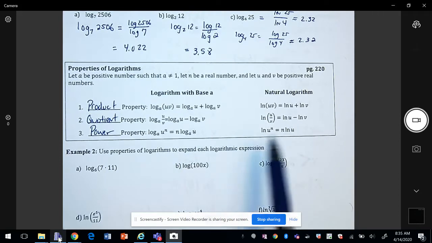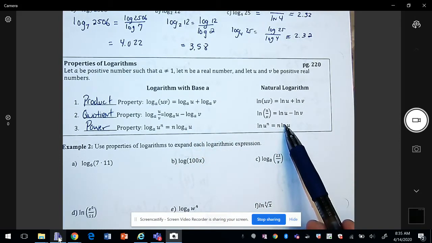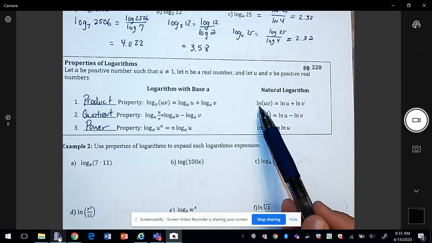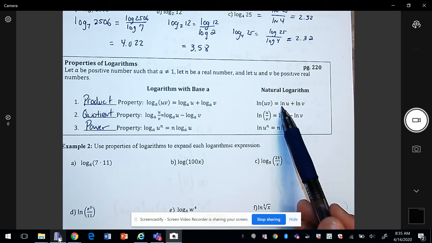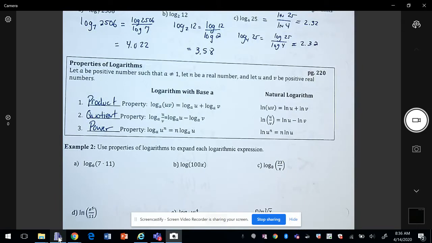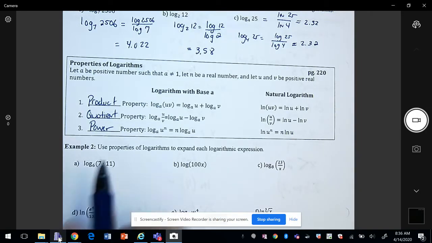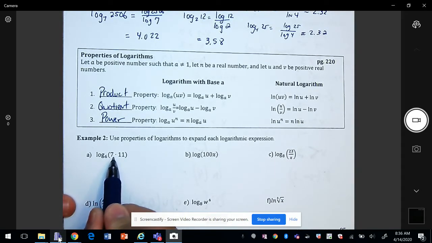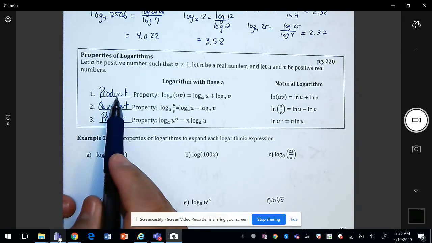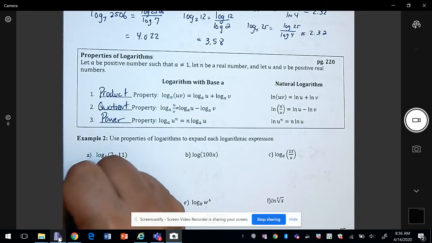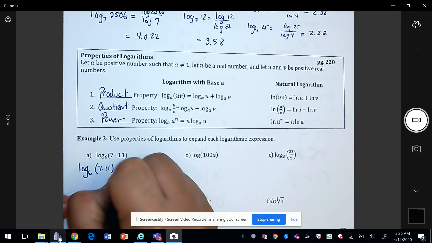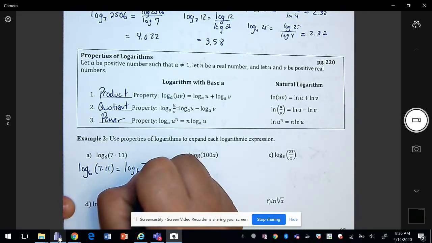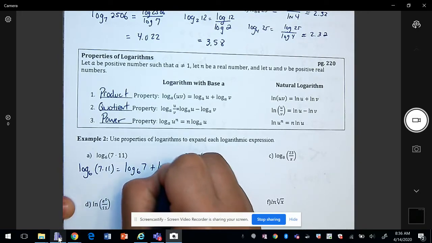And these properties hold true with the natural log as well. So notice here natural log of u times v can be written as natural log of u plus natural log of v. So in example 2, we want to write down what this comes out to. So for the first one, we would ask ourselves what's going on in the parentheses here. We're multiplying, so that means we're going to use the product rule. So I can rewrite this as log base 6 of 7 plus log base 6 of 11.